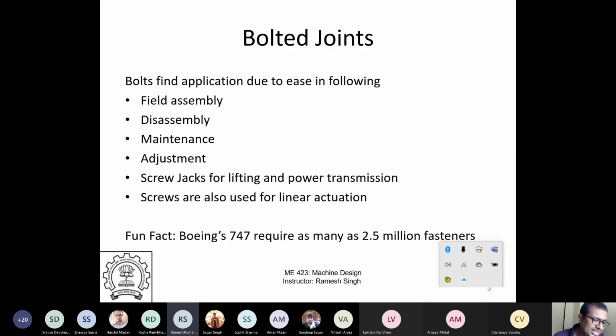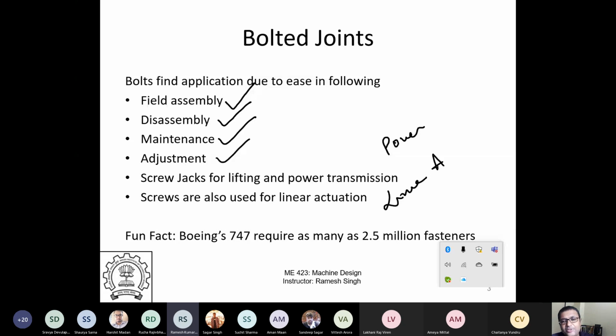Okay, so basically you need bolted joints because of field assembly, disassembly, maintenance, and adjustment, and we also use screws. Actually, it's not a bolt, but it looks like a bolt or a stud, for lifting, power transmission, and linear actuation. All these lathes which you have used in your workshop actually have lead screws to transform the rotary motion to a linear motion. It can also act as a linear actuator.